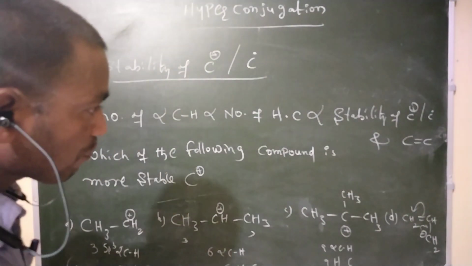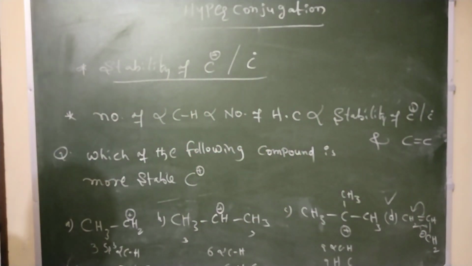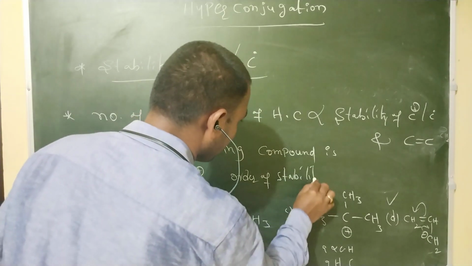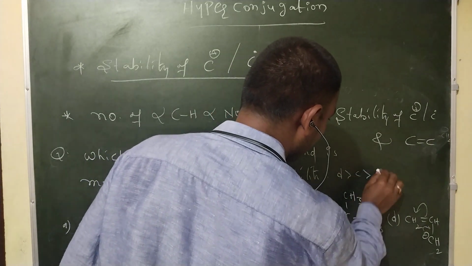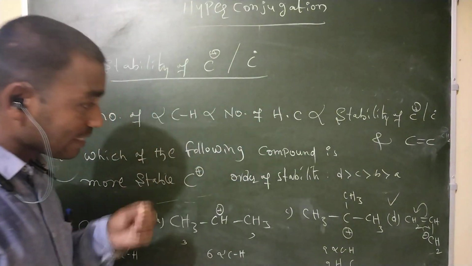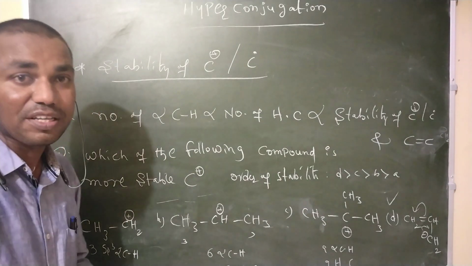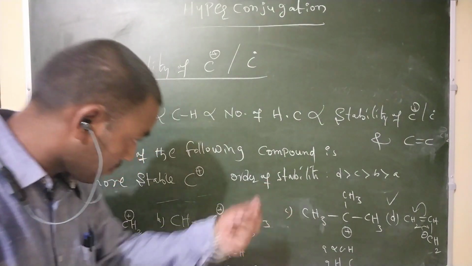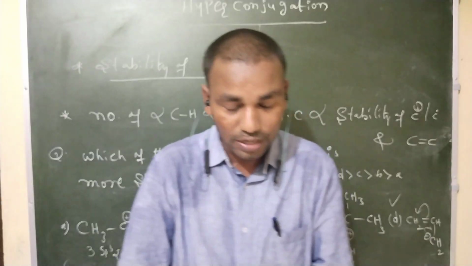Fine. But for the stability order we have to go with D, then C, then B, then A. The order of stability is D, C, B, then A. What is the reason why D is more stable? Because the resonance effect is always dominating over the hyperconjugation effect. That is the reason why D is more stable than C, then B, then A. Yes, thank you everyone for listening.